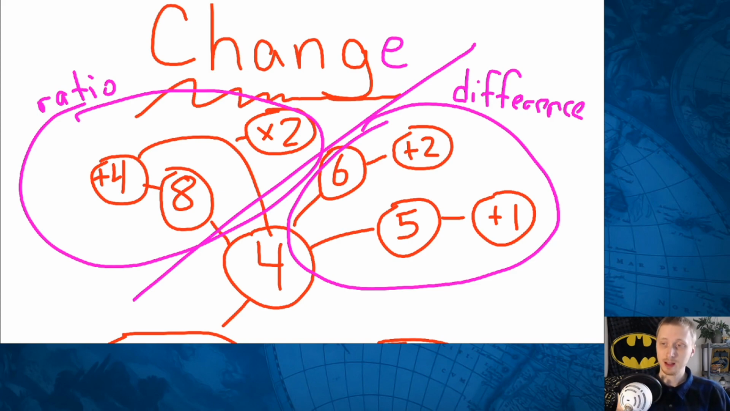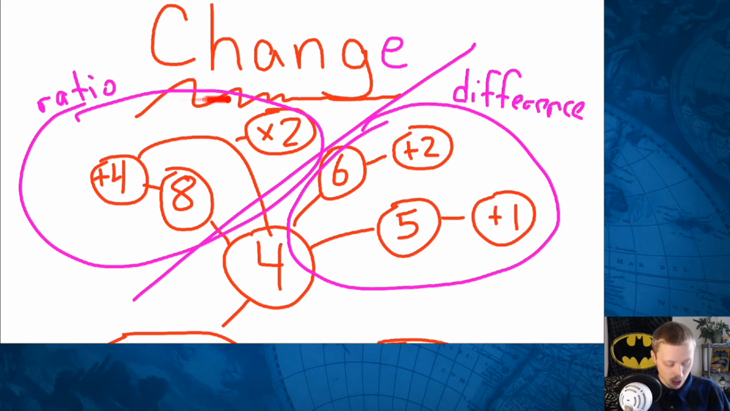On the right side, we're dealing with adding and subtracting. I added 2, added 1. How much am I adding or subtracting here? And on the left side, we have the ratio realm. How much did I multiply? Multiply or divide. We can, of course, always do the opposite. Remember, inverse from episode 3. So those are two different types of changes, and I want you to recognize the difference between difference and ratio.